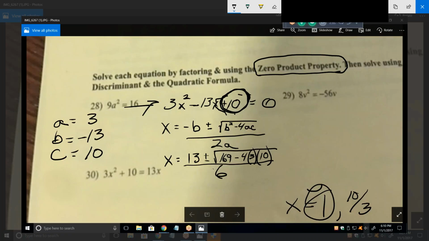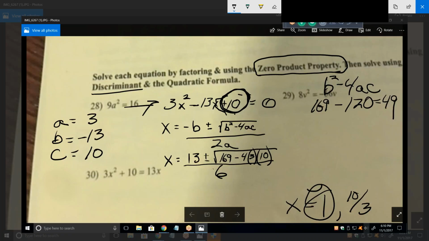So now I've got to reduce this. Well, this is 120 inside. In other words, they said solve by finding the discriminant. Well, the discriminant is the amount that's under the radical sign. In other words, the discriminant is b squared minus 4ac. That's what the discriminant is. And in our case, that's 169 minus 120. So the discriminant is 49.